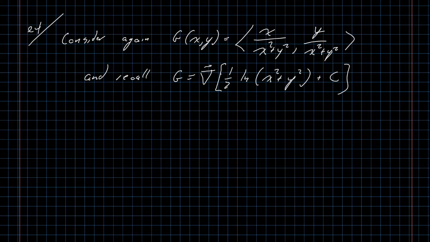All right, so let's consider again the vector field we've been looking at. G of x and y is x over x squared plus y squared, y over x squared plus y squared, and we found that the potential function here was one half the natural log of x squared plus y squared, plus some arbitrary constant, but we don't really care about what that arbitrary constant is.